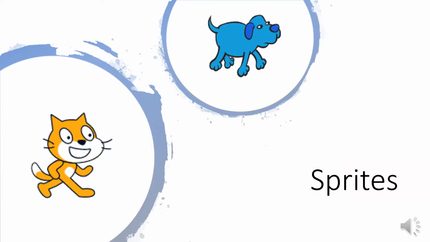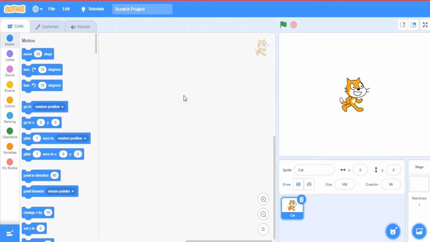Firstly, I'm going to tell you about sprites. So, what are sprites? Sprites are the characters in Scratch that carry out the code you input. This is the Scratch 3.0 screen layout. On the left is the stage. Inside the stage is a cat. The cat is the default sprite for Scratch.